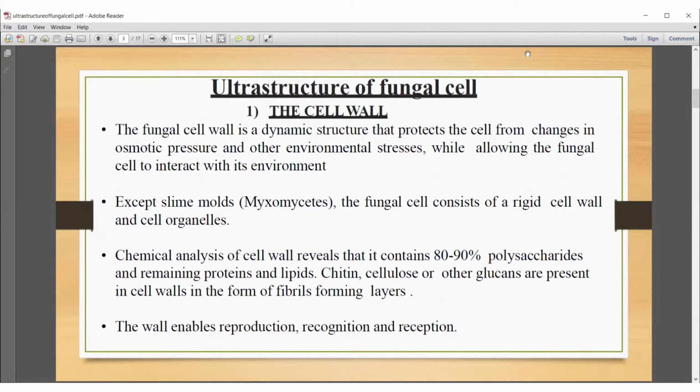The fungal cell wall is a dynamic structure that protects the cell from changes in osmotic pressure and environmental stress.